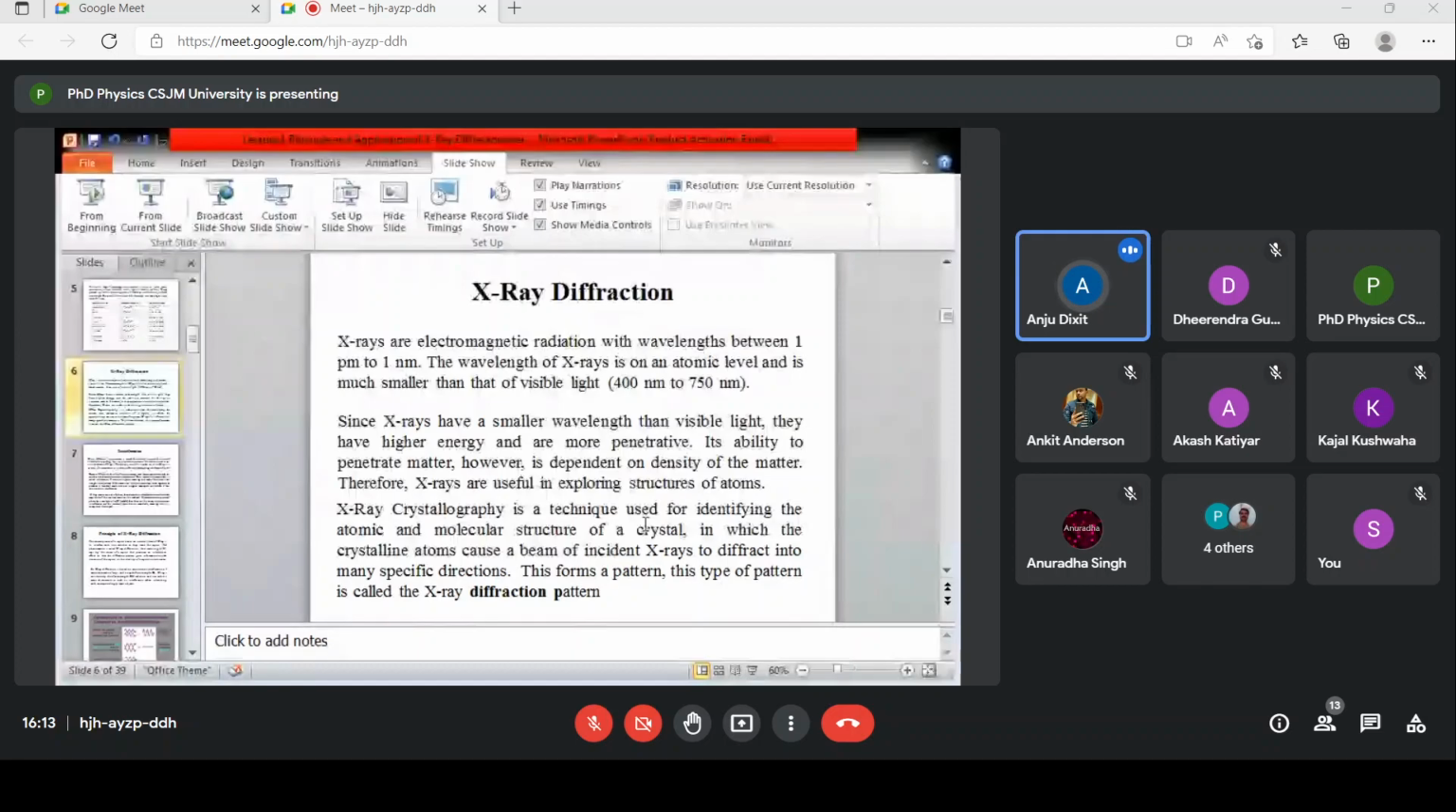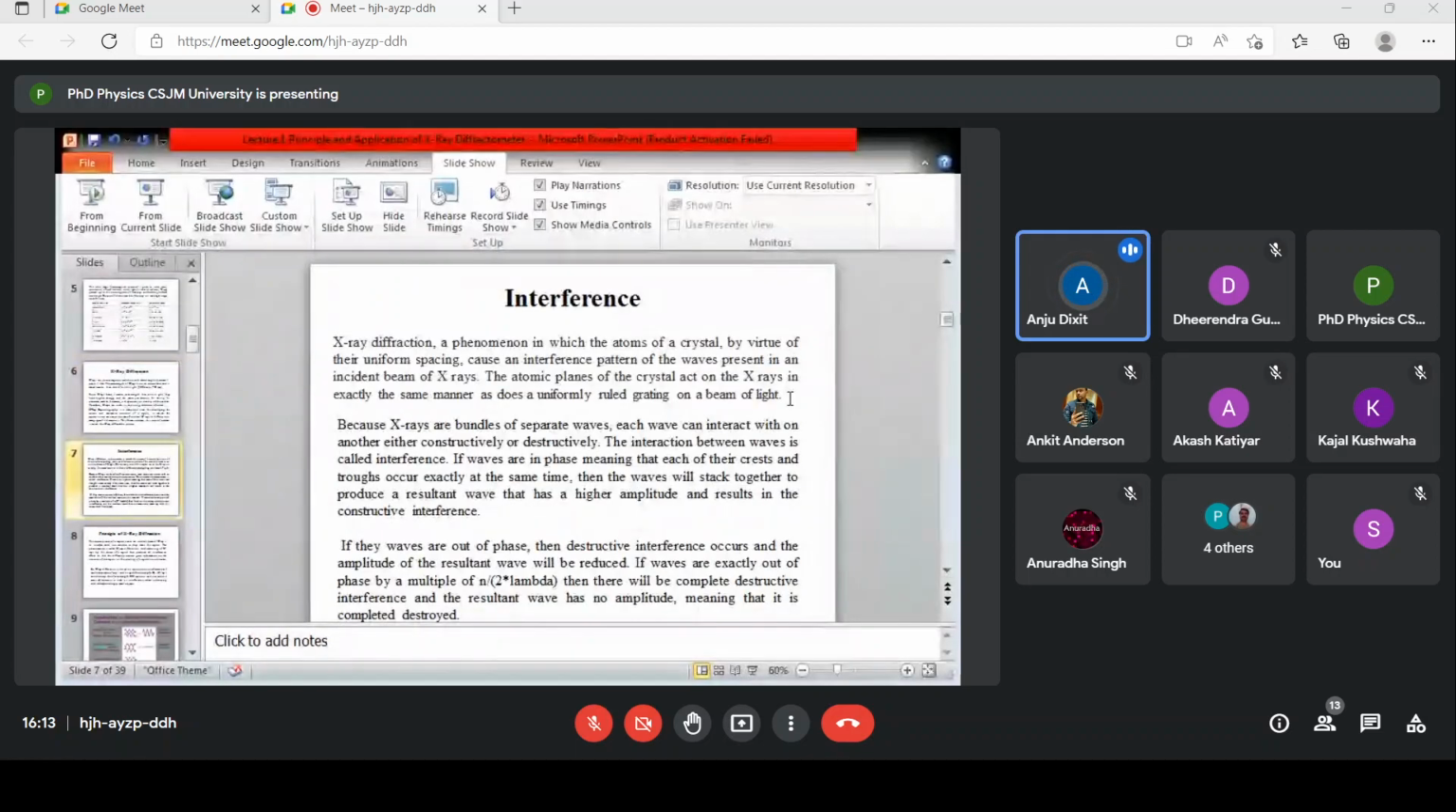So X-ray diffraction is a phenomenon in which the atoms of a crystal, by virtue of their uniform spacing, cause an interference pattern of the waves present in an incident beam of X-rays. So the atomic planes of the crystal act on the X-rays in exactly the same manner as a uniformly ruled grating acts on a beam of light. So it has a similar kind of concept. Because X-rays are bundles of separate waves, each wave can interact with one another either constructively or destructively. So both kinds of interference can be there, constructive interference or destructive interference.